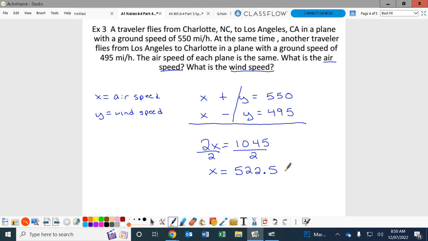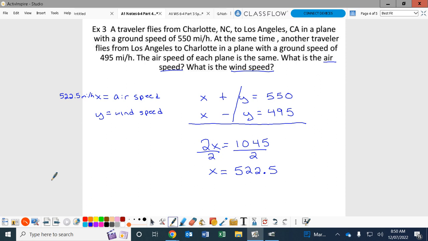X. What are you going to do with that? Plug it back in. I would plug it into the one without the subtraction in it. Make your life easy. This is the x, so it's 522.5. And guys, what's the unit? That's the airspeed. But what do we put as far as units? Miles per hour, which is the way they have it written. You could do mph, which is also miles per hour. I would take that too. It's the same representation.